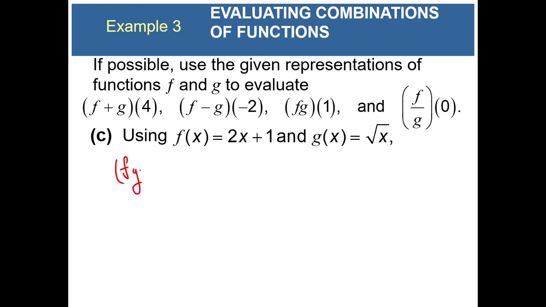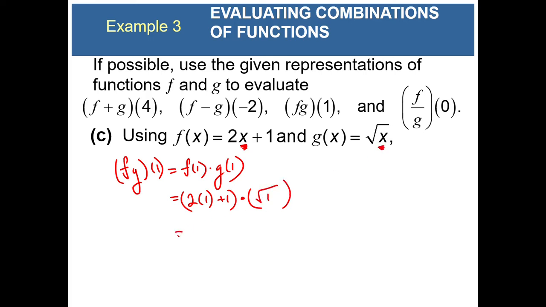F times g of 1 is equal to f of 1 times g of 1. To find f of 1, we'll plug in a 1 for the function value f of x. 2 times 1 plus 1. And then we'll multiply that with g of 1, which is the square root of 1. We know this results in 2 times 1 plus 1, or 3, times square root of 1, which is just 1. So f times g of 1 is just 3.